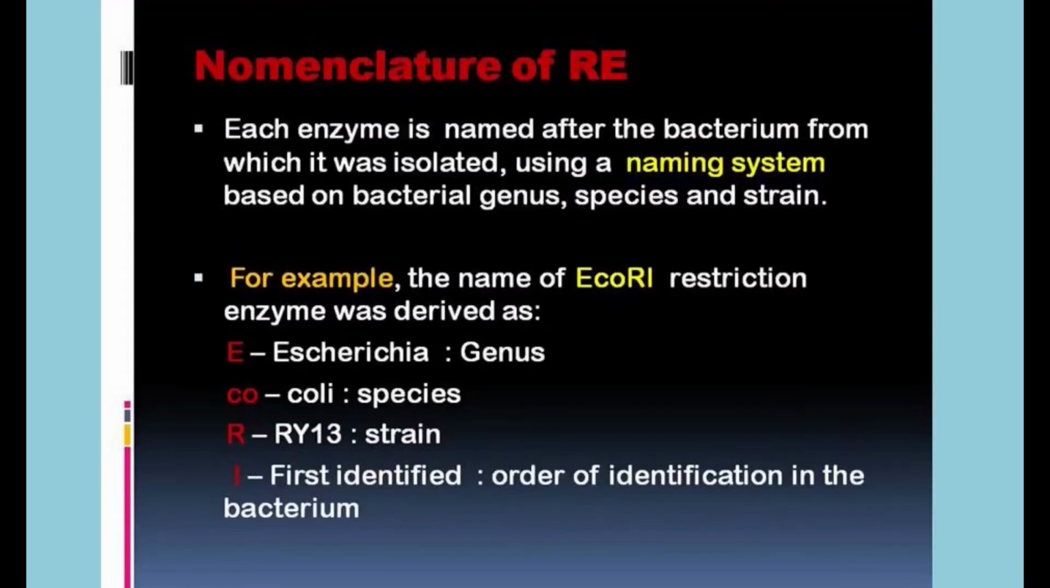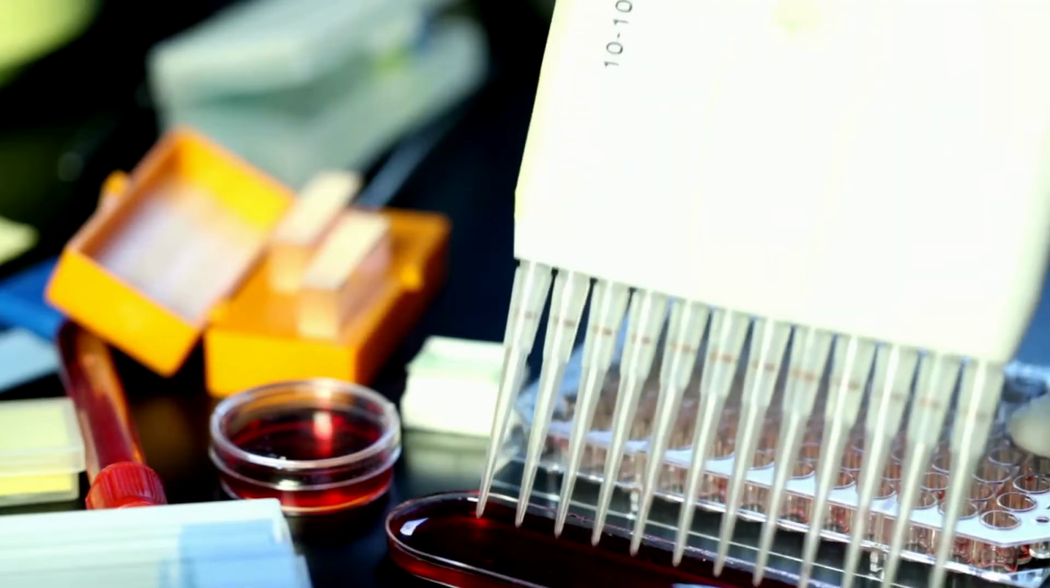Then how do we name a restriction enzyme? What is its nomenclature? Here each enzyme is named after the bacterium from which it was isolated, using a naming system based on bacterial genus, species and strain. And since their discovery in the 1970s, many restriction enzymes have been identified.